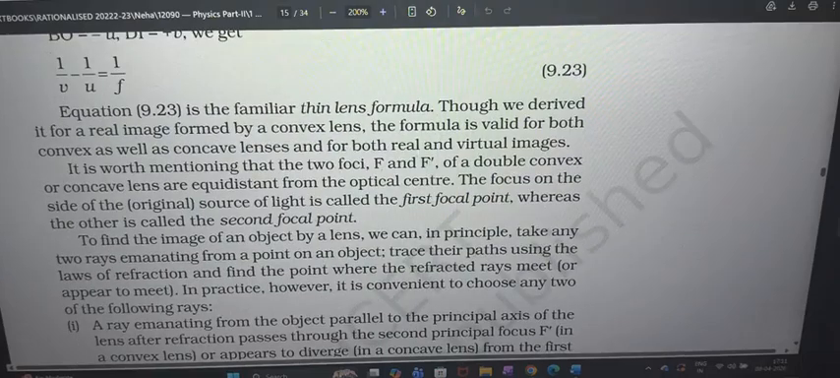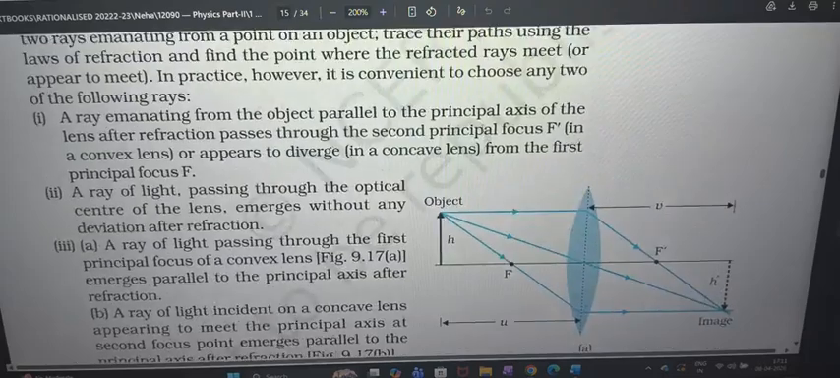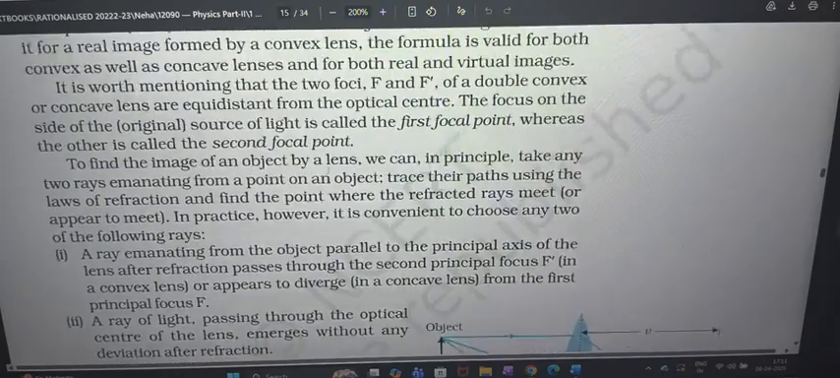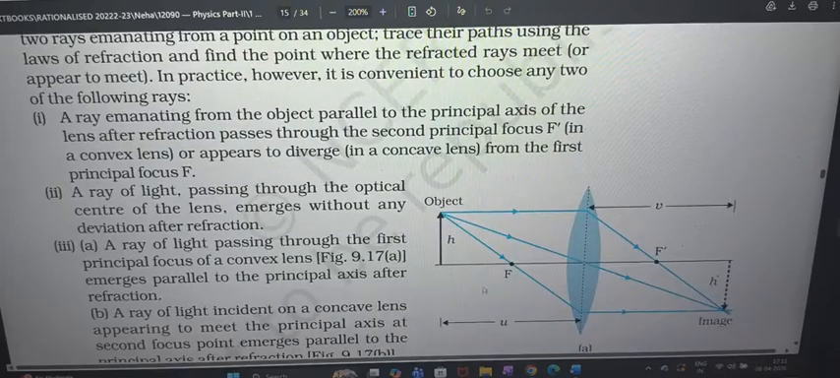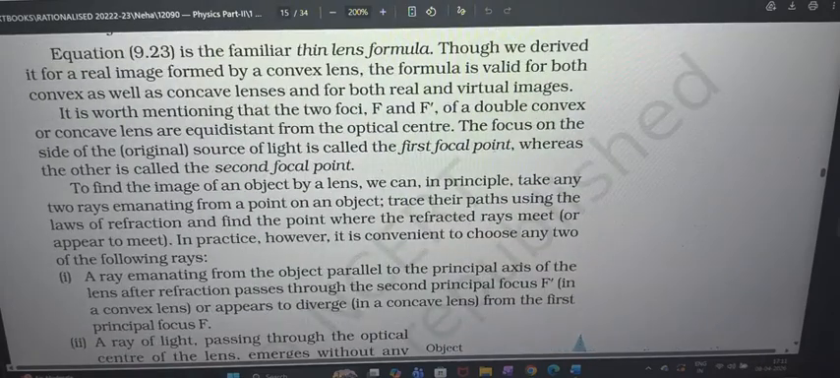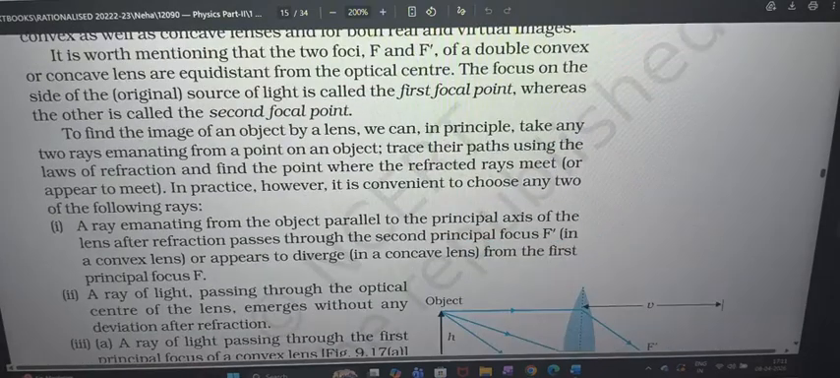Now when it comes to lenses, two foci will be there, and in a double convex lens, they will be equidistant from the optical center. This point is called the optical center. They will be equidistant from that, and the focus where the light source or object is placed will be called the first focal point, and on the other side it will be called the second focal point. And whenever we want to get the image, we can in principle take any two rays, just like a mirror. We can take two rays wherever they're converging or wherever they're appearing to meet, their image is forming.